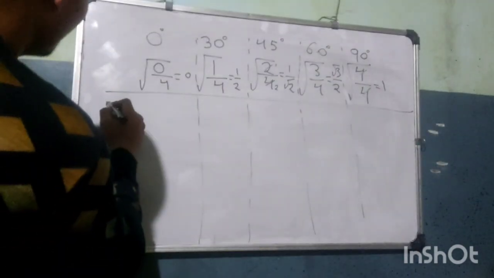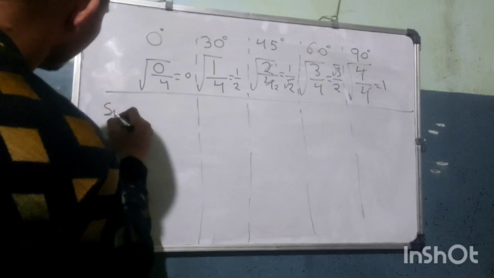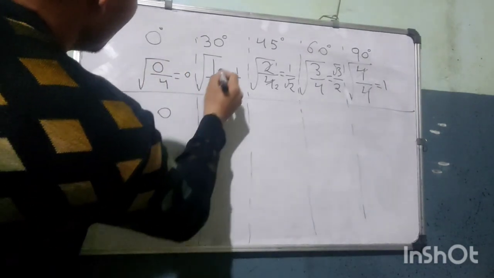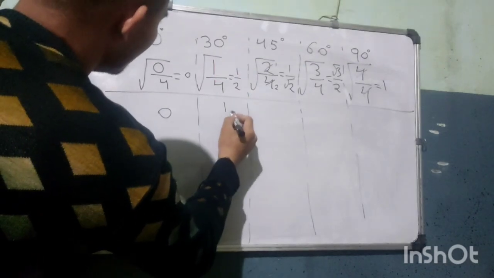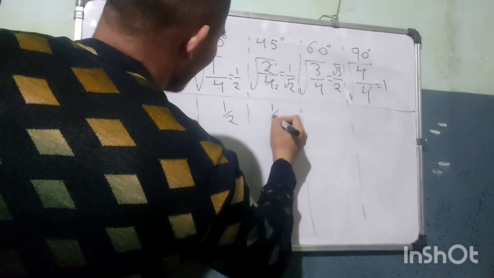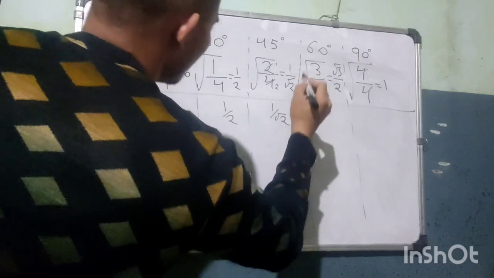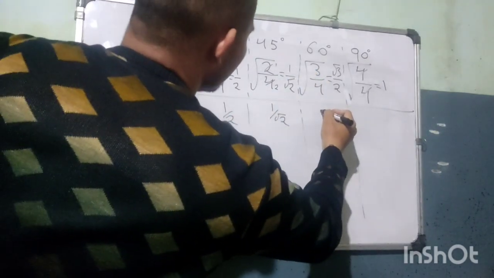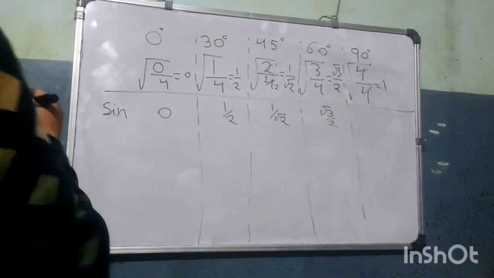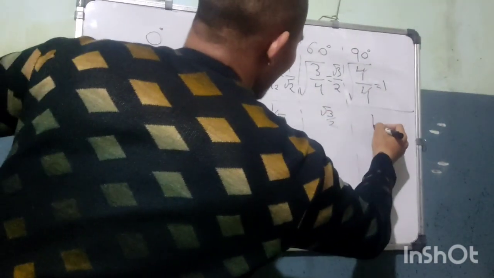Now sin theta. Sin 0 will be 0. Sin 30 will be half. Sin 45 will be 1 by root 2. Sin 60 will be root 3 by 2. Sin 90 is 1.